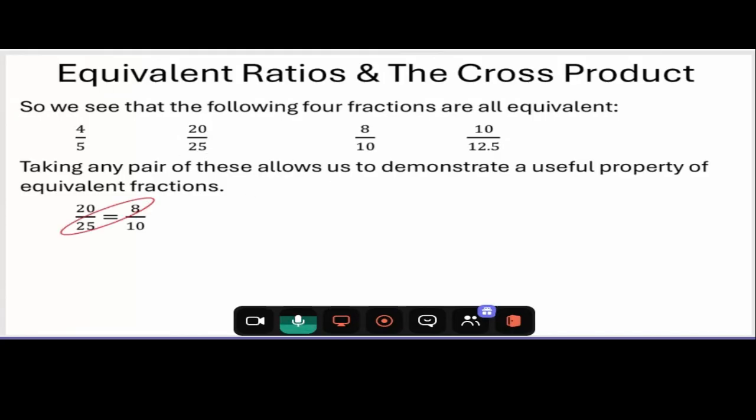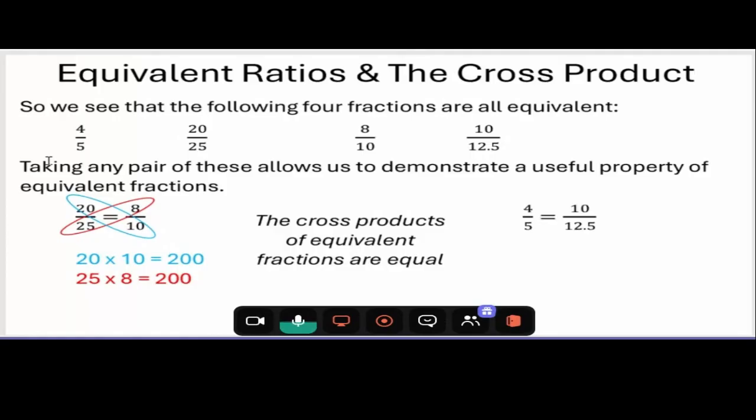What we discover is that these are called the cross products, in red and blue, and we're going to discover that they are equal. So 20 times 10 in blue, the cross product there, is equal to 200, and the red one, 25 times 8, is also equal to 200. And that would work with any pair of these because they are all equivalent. So if we try another one, 4/5 and 10 over 12.5, so this time I take the first one and the last one, wouldn't matter which two I took, the cross products will be equal.